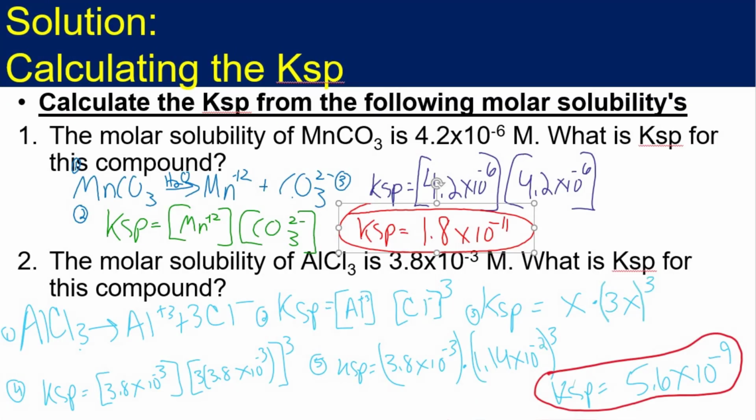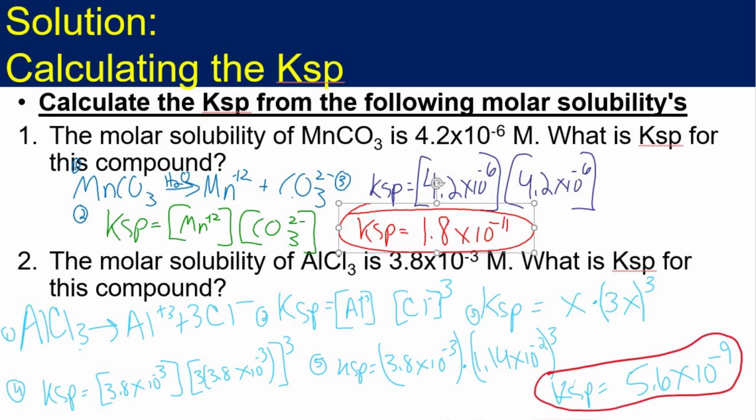The second equation here is slightly more complicated, as was the example we did as a class. You'll see here we are dealing with the aluminum chloride salt, which has a solution molarity of 3.8 times 10 to the minus 3. That means when this dissociates, my aluminum will have the same concentration as the solution molarity, but my chloride is going to have a molarity that is 3 times that.